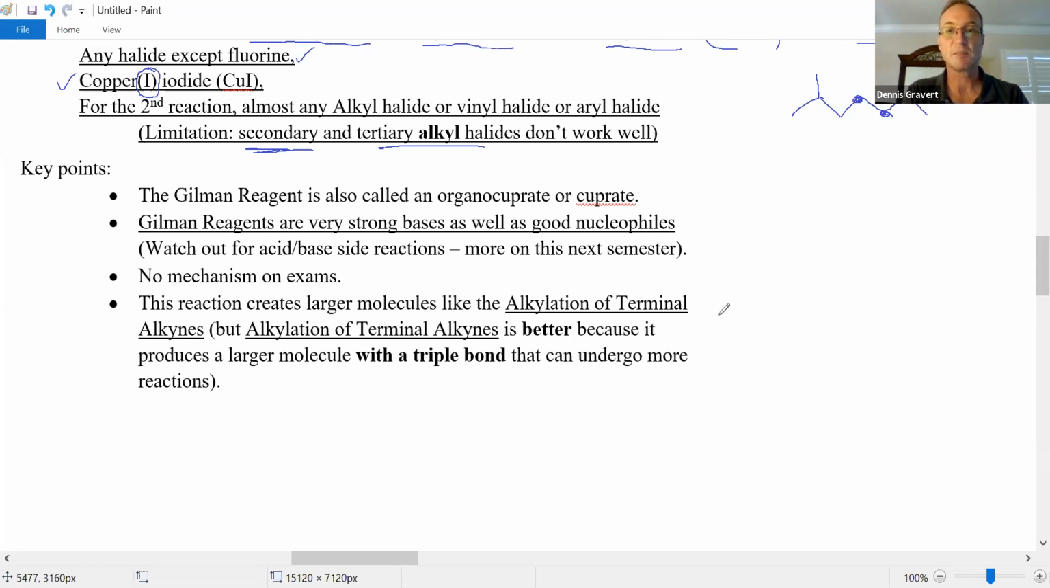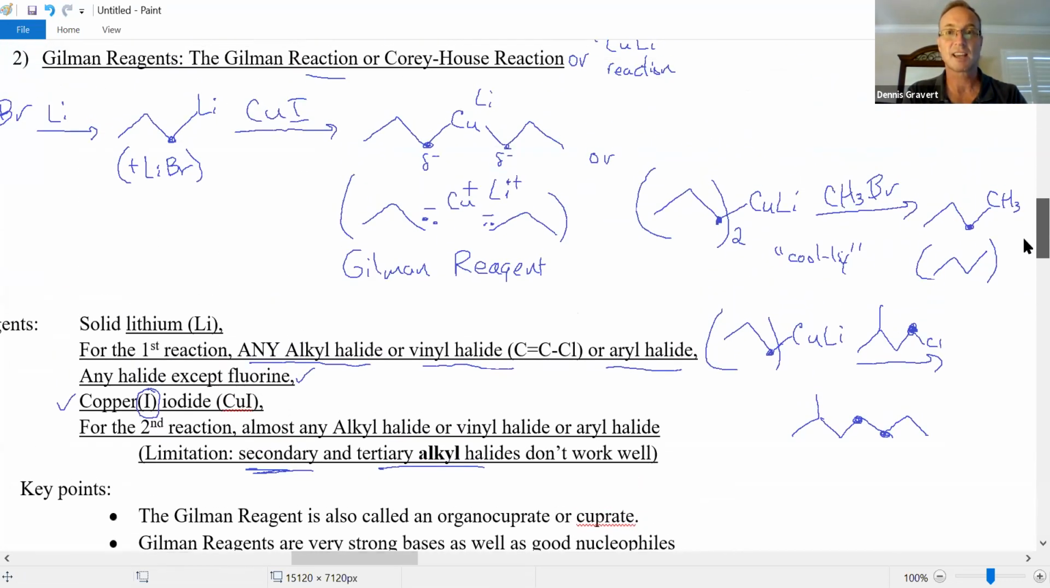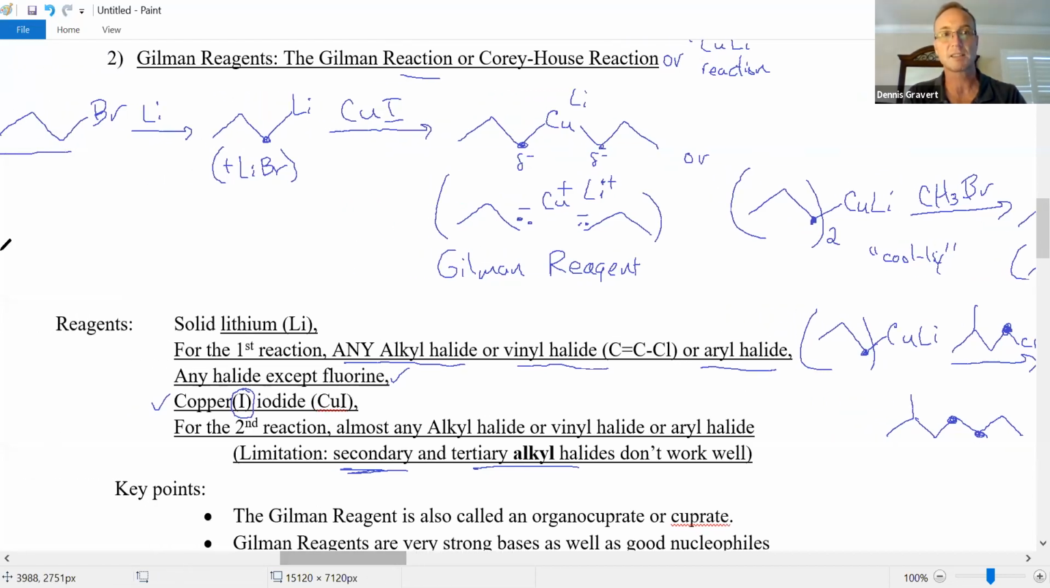Hey, and this is a key point. The Gilman reaction makes bigger molecules. So we can actually synthesize something from small pieces, right? Can I fit the whole thing on the page? Kind of. We started with 3 carbons, and then in the end, we connected 3 carbons to 5 carbons and made an 8-carbon molecule, a bigger molecule.